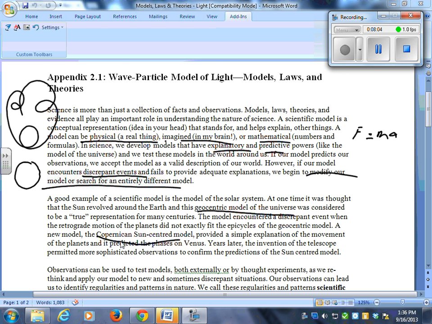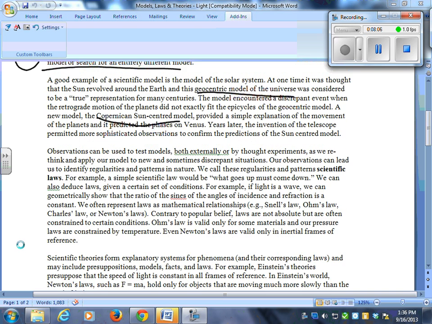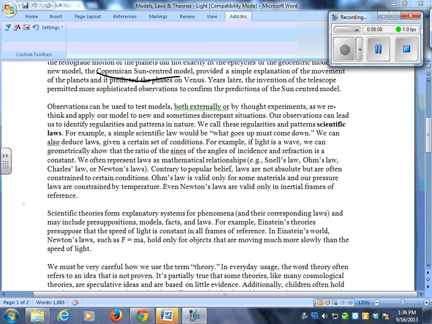Right? Okay. Observations can be used to test models, both externally or by thought experiments, as we rethink and apply our model to new and sometimes disruptive situations. Our observations can lead us to identify regularities and patterns in nature. We call these scientific laws. Scientific laws are things that we regularly see happen. For example, a simple scientific law would be what goes up must come down.